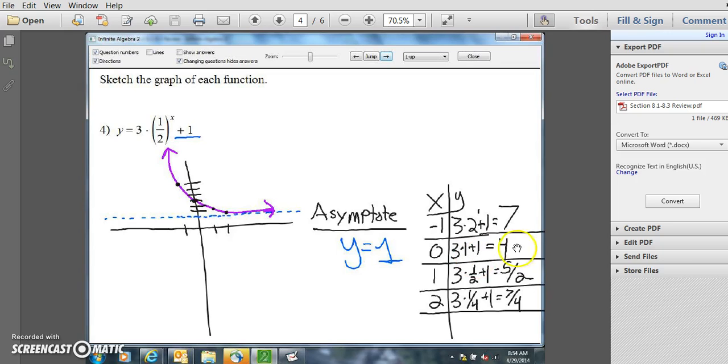Again, same thing. Plot your points here. -1, 0, 1, and 2. And go ahead and plot these.